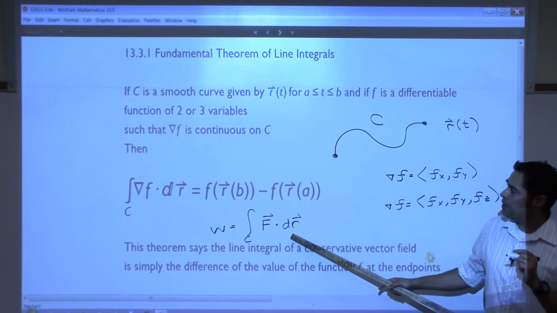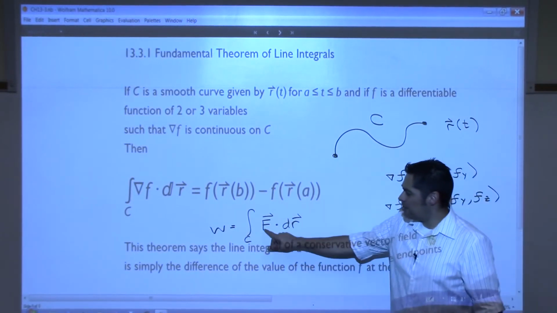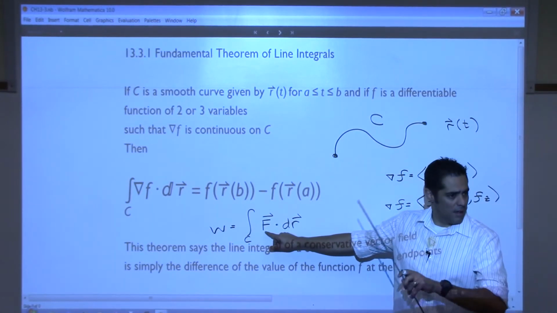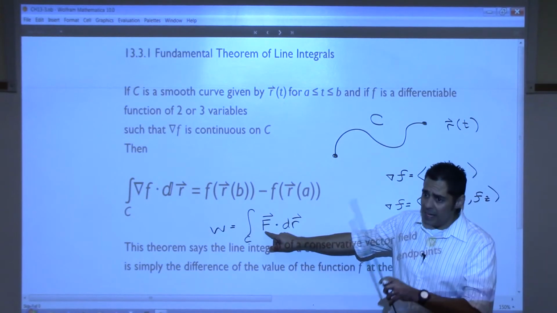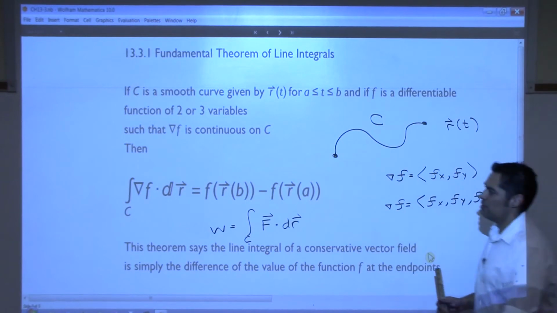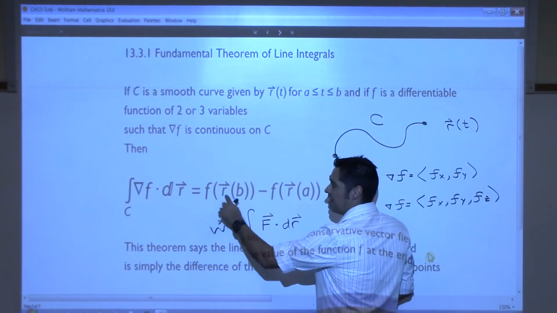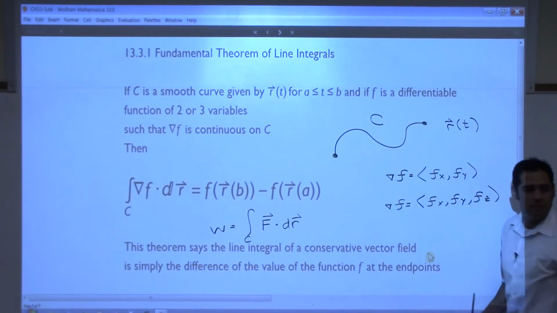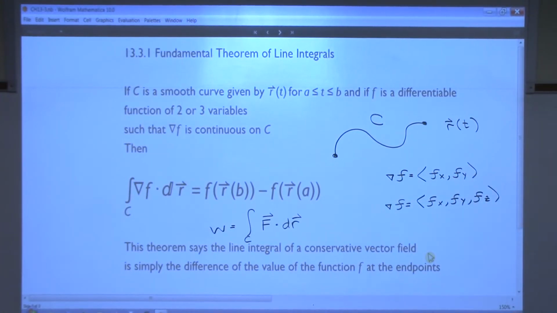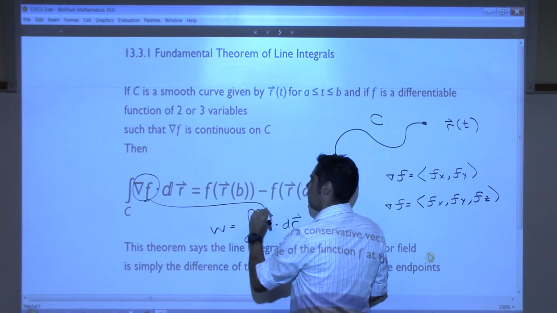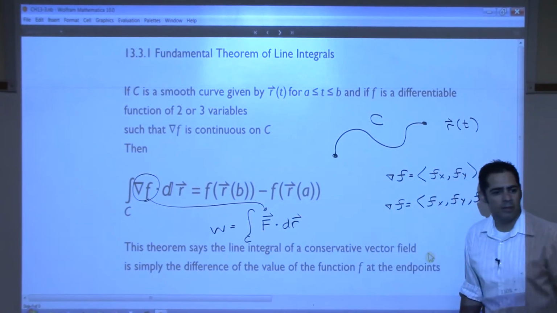This fundamental theorem of line integrals says if this vector field is the gradient of a function, little f, then all you have to do is evaluate the little f, the scalar function, at the two endpoints of your curve. And that would be the work done. But there's a huge requirement here. We must have that our vector field F is the gradient of some scalar function.